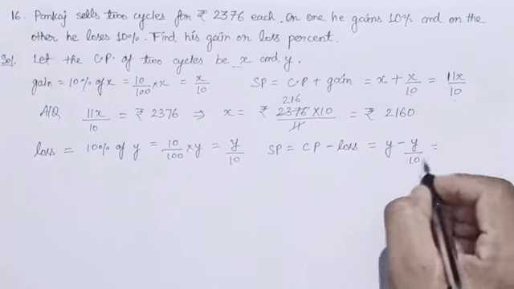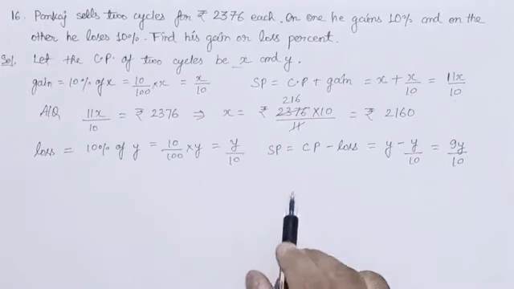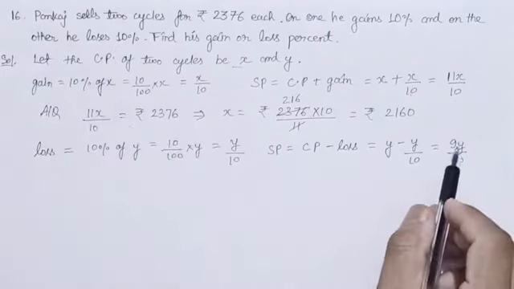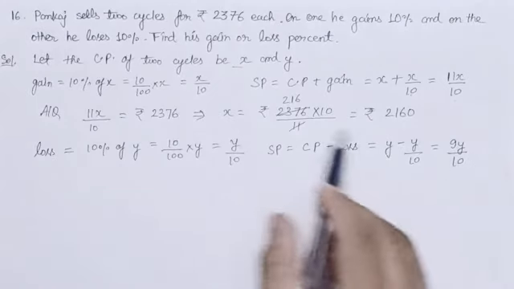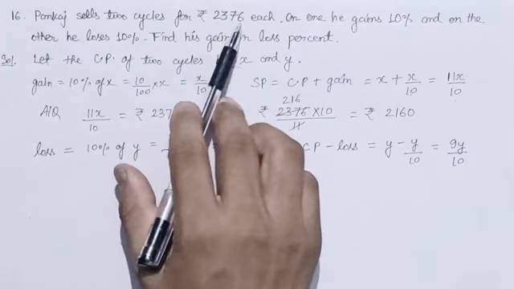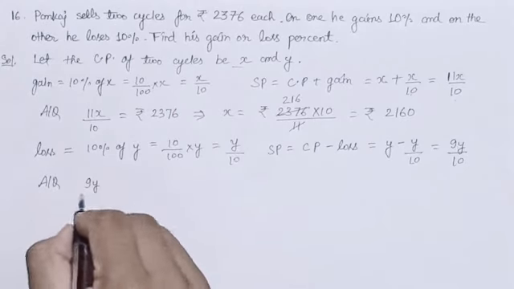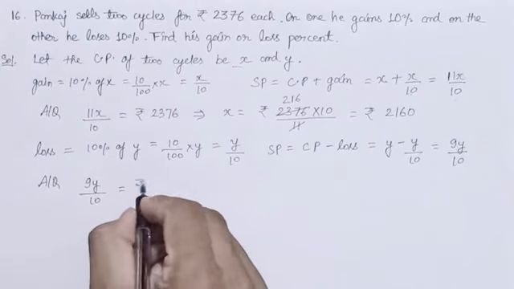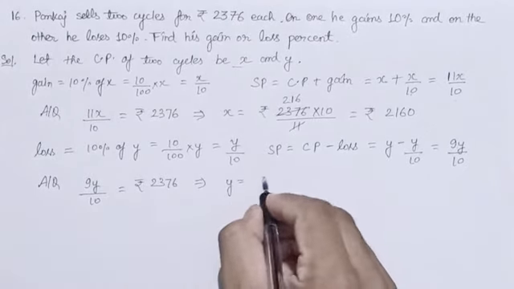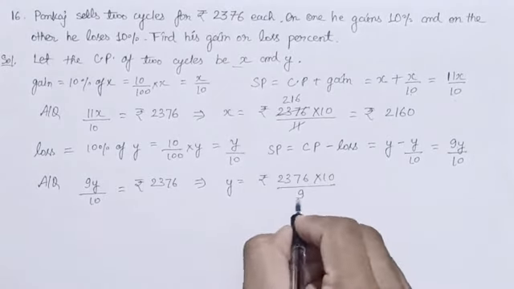The cost price we have supposed is y, minus loss y by 10. So what we get? 10y minus y, that is 9y by 10. It means the SP of the other cycle on which he loses 10% is 9y by 10. But again in the question it is given that the selling price of the cycle is 2376. So according to the question, 9y by 10 is equal to rupees 2376.